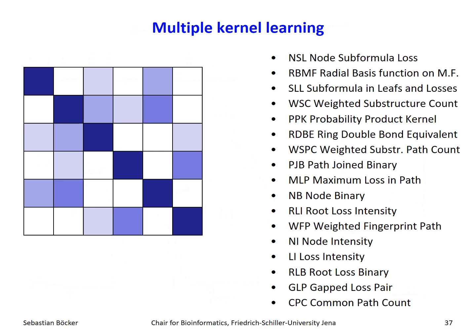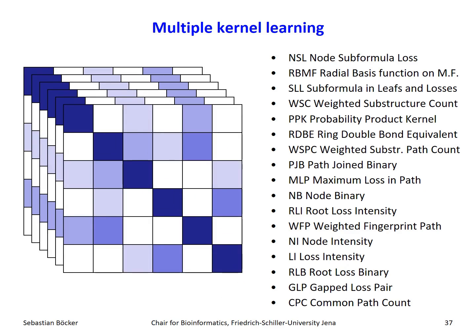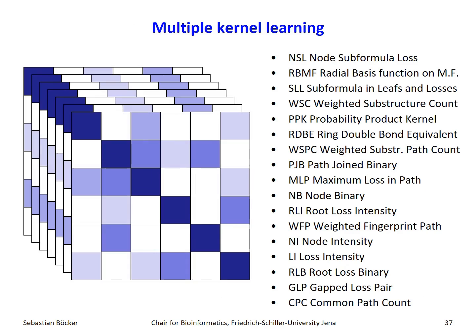Now I told you that encoding the fragmentation spectra as fragmentation trees allows us to come up with different such kernel functions, different similarities. And in fact, we came up with, I don't know, 40, 50, 60 different such similarity functions. And these are just the ones that we currently use. They are all described in the Sirius 4 publication.